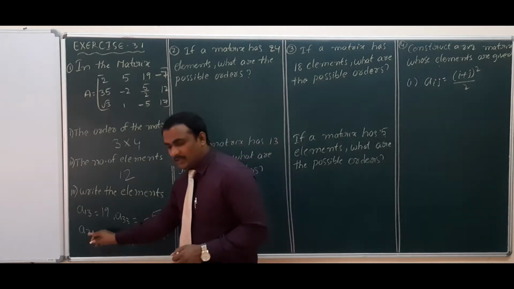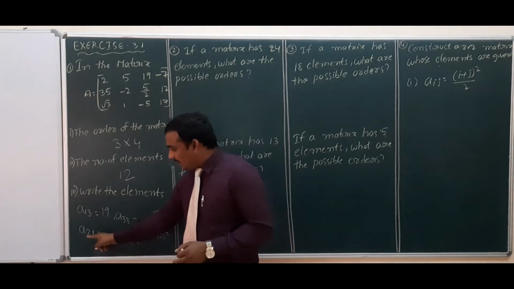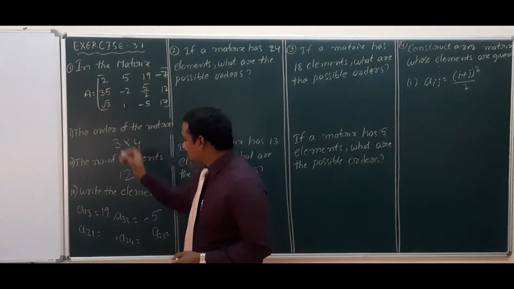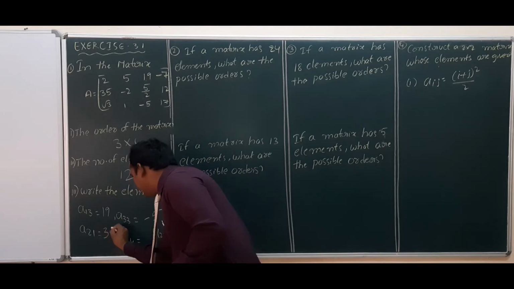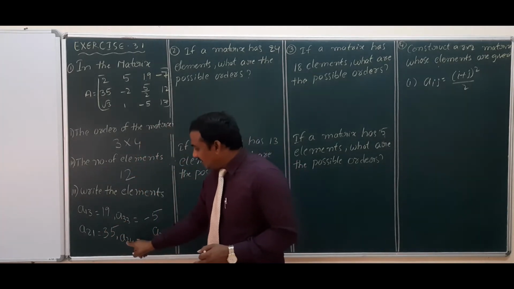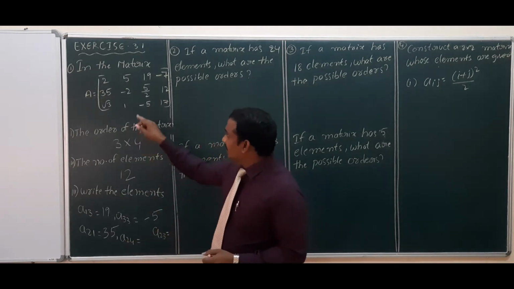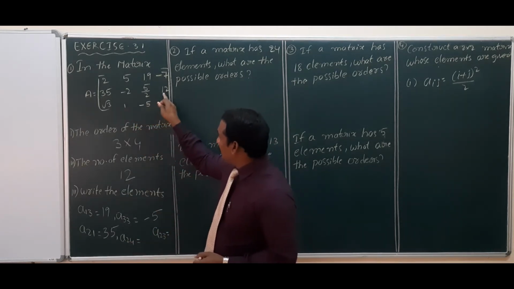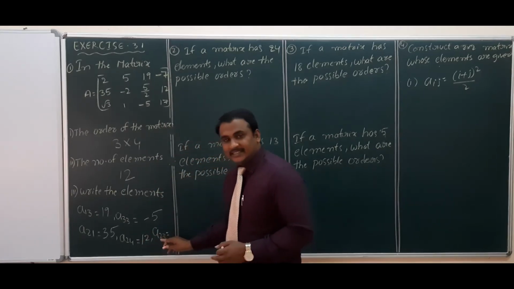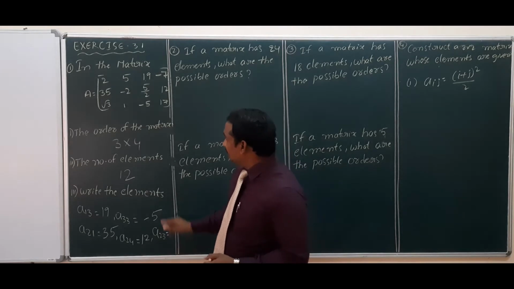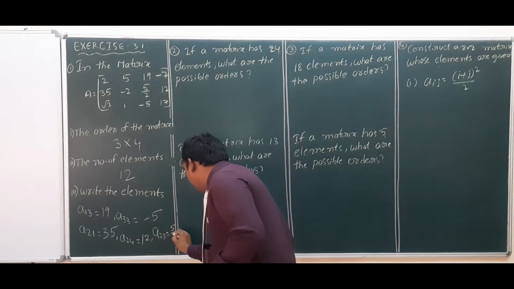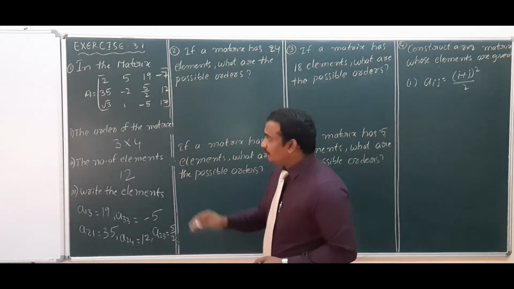Next, A21. A21 means in matrix A, second row, first column. In second row, first column, the value here is 35. Next, A24. A24 means second row, fourth column. In matrix A, second row, fourth column, the value here is 12. Next, A23. Second row, third column. In second row, third column, the value here is 5 by 2. This is the first problem.